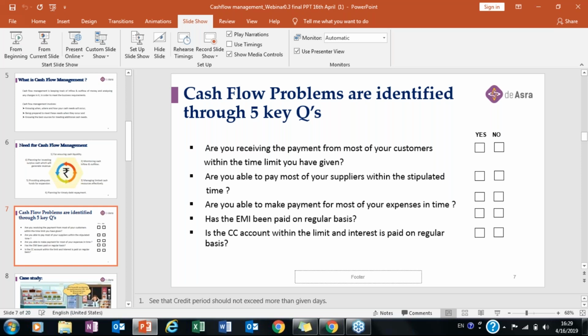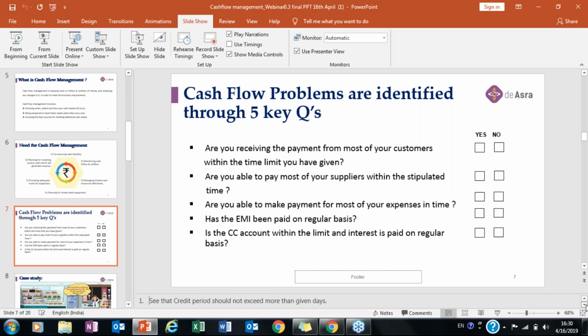So the first question is, are you receiving the payment from most of your customers within the time limit you have given? Are you able to pay most of your suppliers within the stipulated time? Are you able to make payments for most of your expenses in time? Has the EMI been paid on a regular basis? Is the CC account within the limit and interest paid on a regular basis? So these are the major 5 questions that you need to ask while analyzing or identifying the cash flow problems.